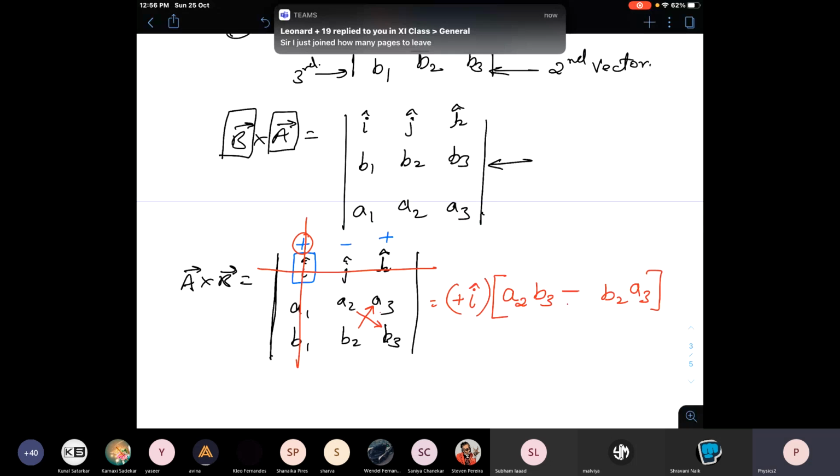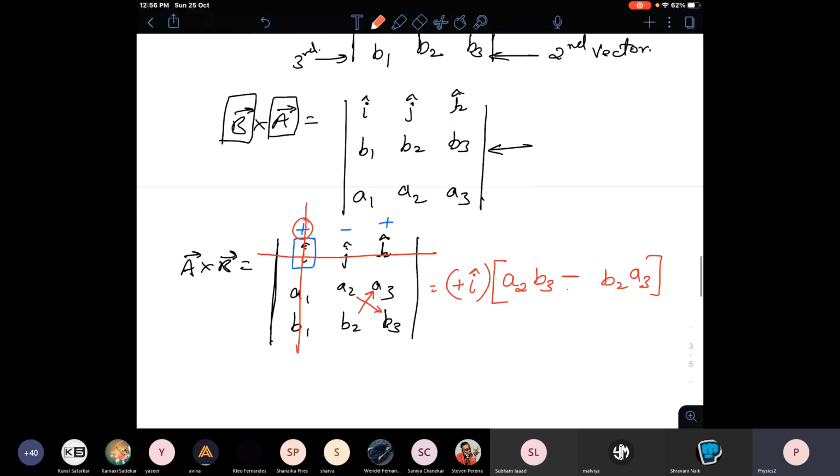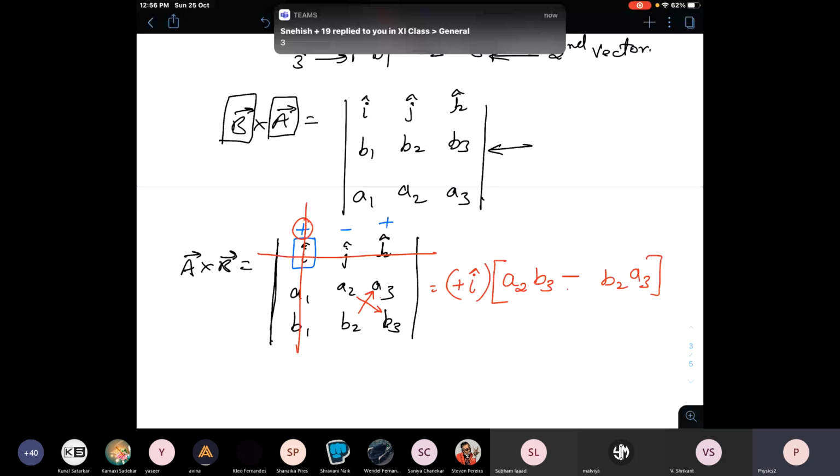How many pages? Tell me, everyone. How many pages should I leave? How can I know how many pages you have to leave? Leave around 4 or 5 pages. So 3 to 4, sir. That's enough. Okay, 3 to 4. Yeah, 3 to 4. Okay, fine.